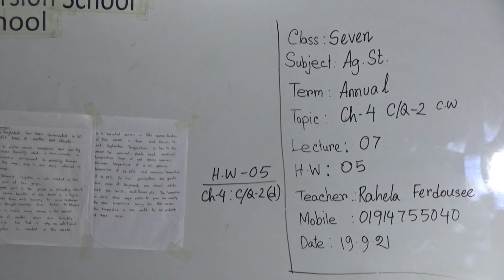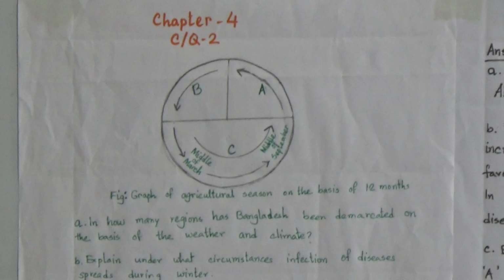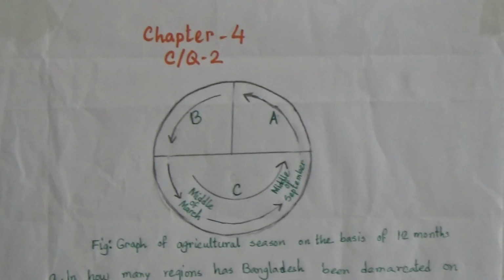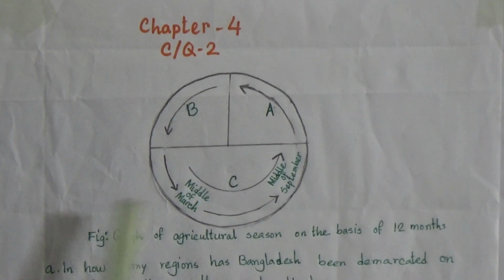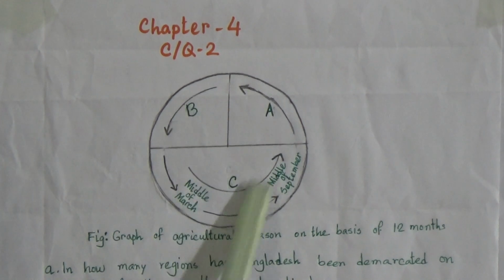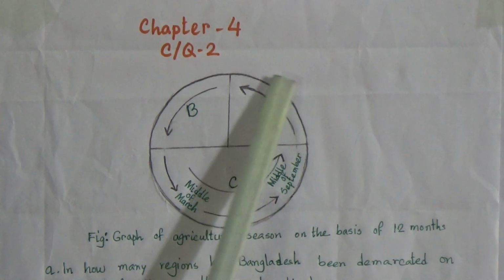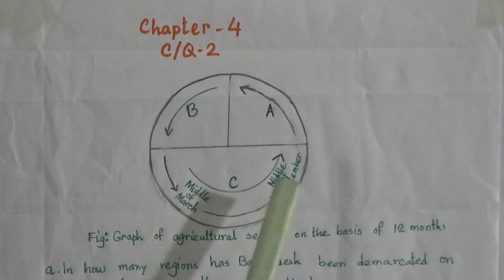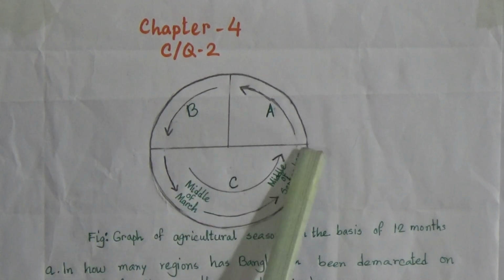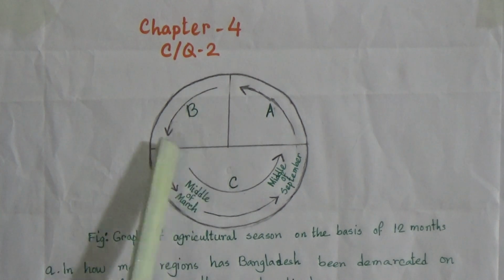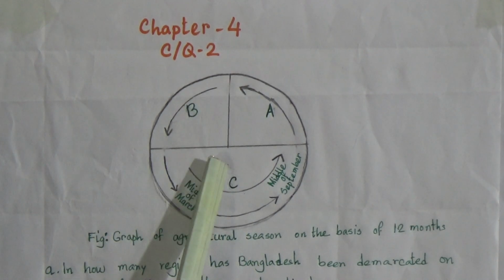Okay, let's see the question. You can take your textbook to see the question. Here I have written also the question for you. Now see, there is given a graph and at the bottom it is written that the graph of agricultural seasons on the basis of 12 months. Here you can see that the graph is a circle and it is divided into two parts, and later the upper part is again divided into two parts.